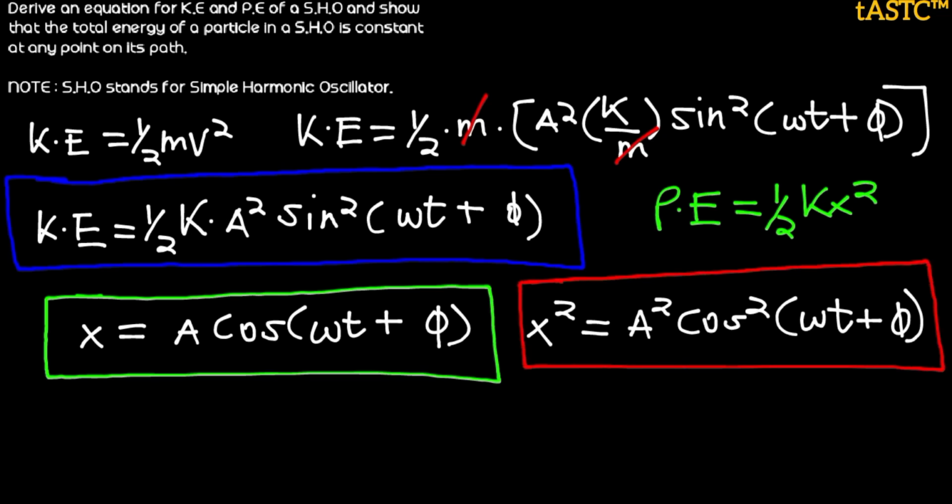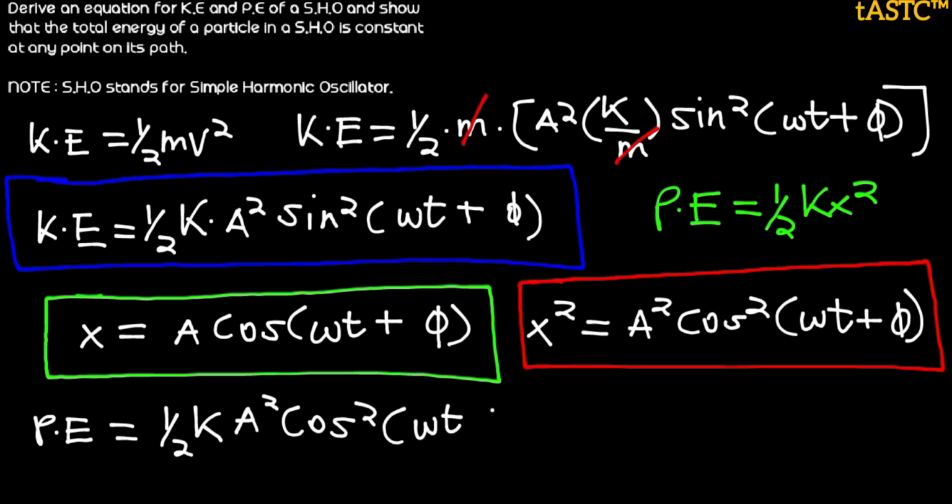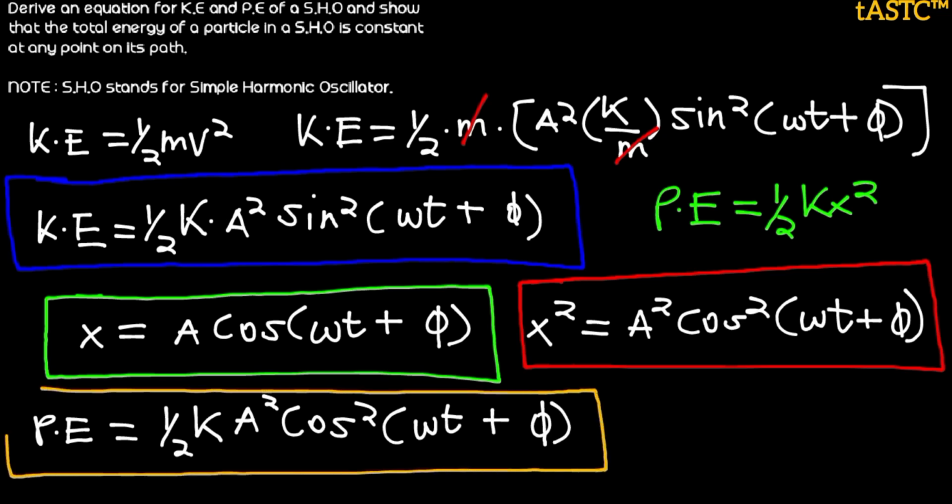So the potential energy is going to be equal to 1 over 2. So this will be 1 over 2 multiplied by k, multiplied by a squared cosine squared omega t plus phi. So this is what I'm going to have for the second one. That is the potential energy for the simple harmonic oscillator.